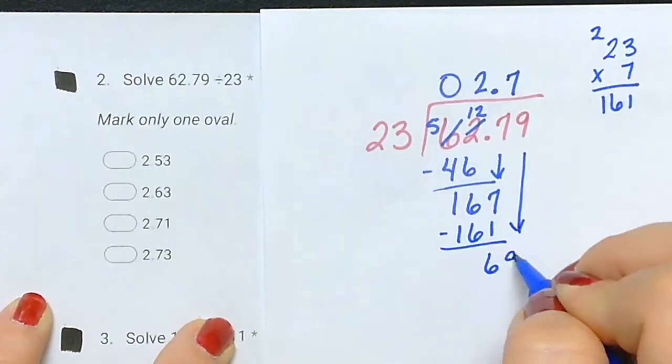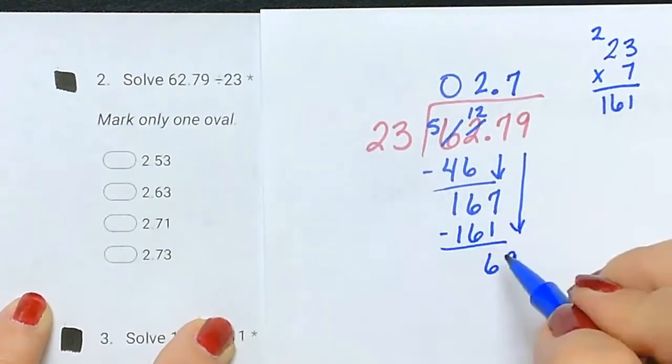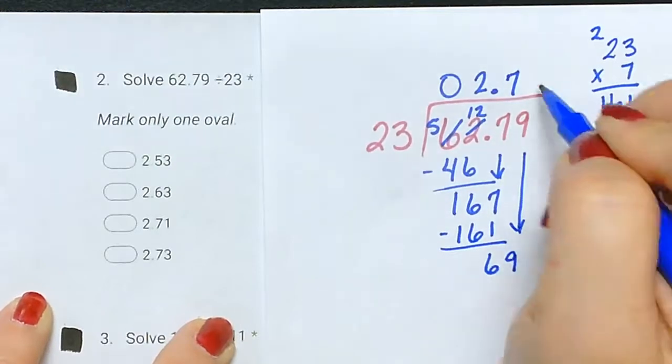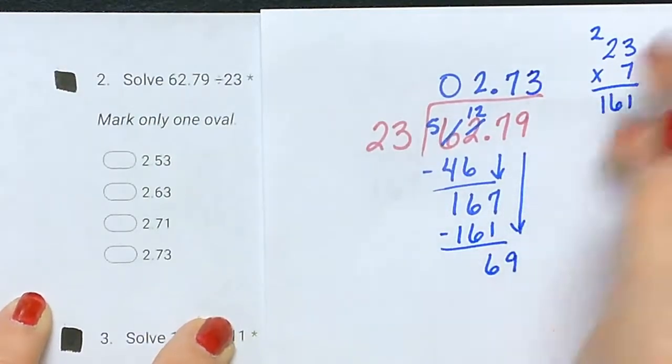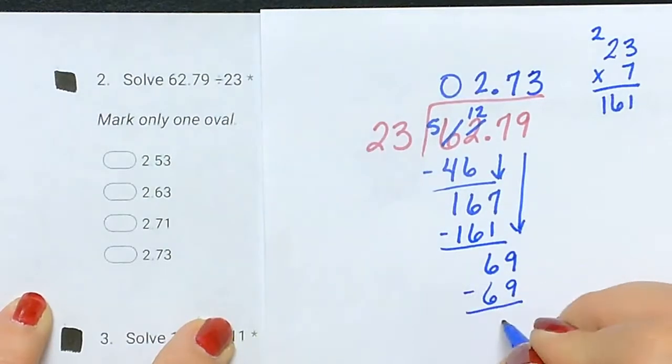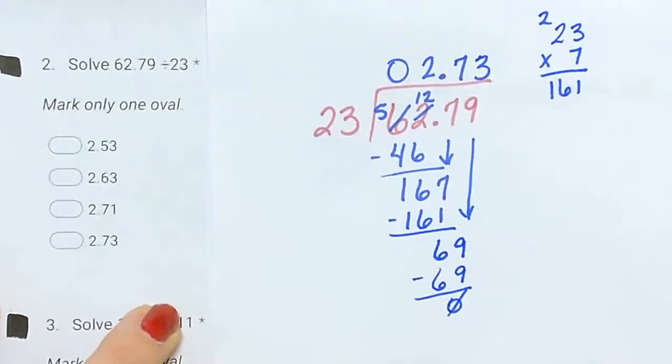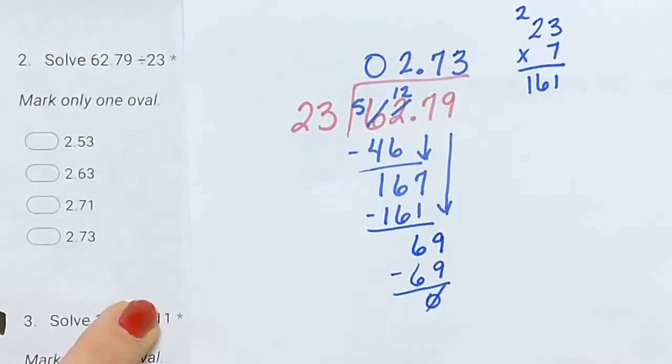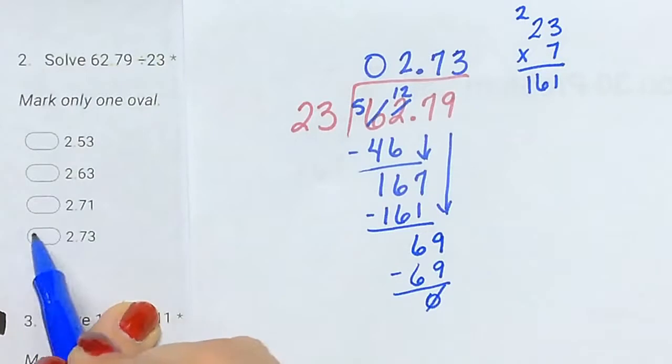Now I bring down my 9, and I have to see how many times 23 can be divided into 69. That would be 3 times. 3 times 23 is 69. And when I subtract, that leaves me with nothing left. So my answer is 2 and 73 hundredths for the quotient.